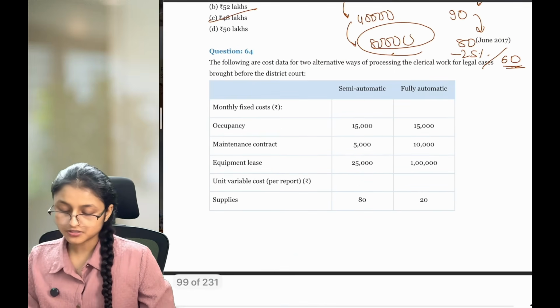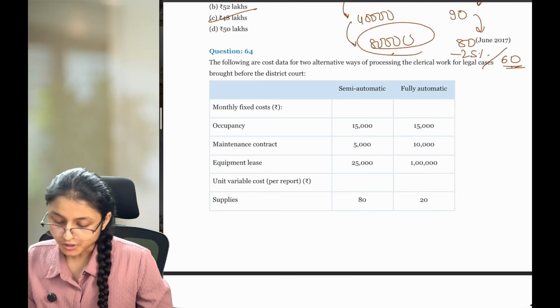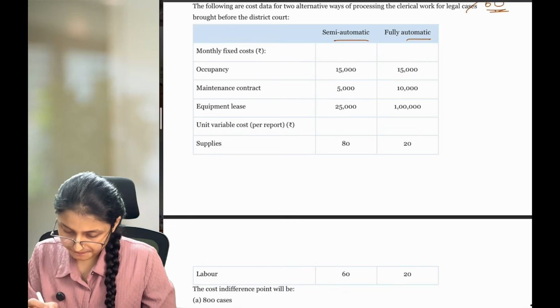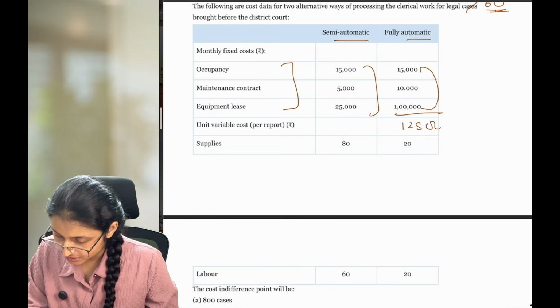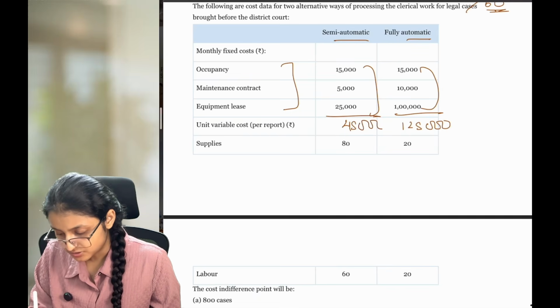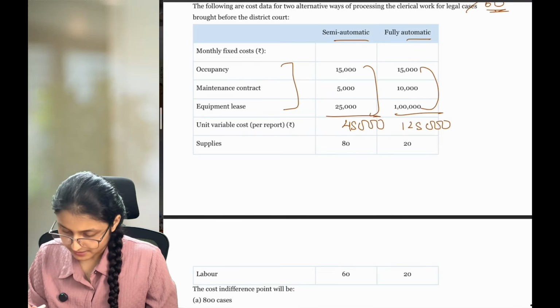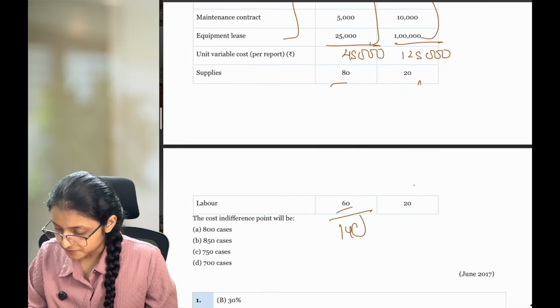The following are the cost data for two alternative ways of processing the clerical work for legal cases brought before the district court. So we have two different types of machines available and the fixed cost is given to you. Let's take the total. Here we have 1,25,000 as the fixed cost and here we have 45,000 as the fixed cost. Okay? Next, your variable cost 80 plus 60, which is 140, and 20 plus 20, 40.